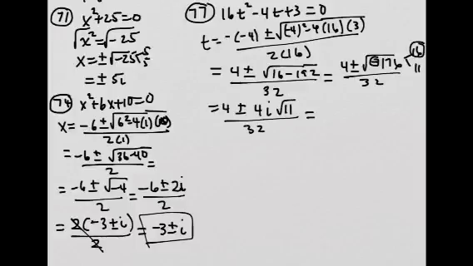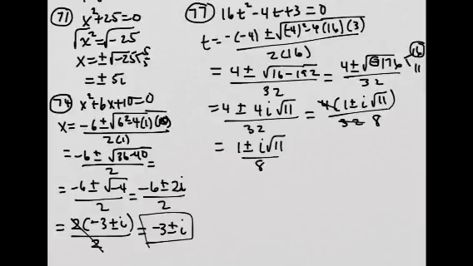So now I'm going to factor out a 4. Over 32. So the 4 goes into 32 8 times. So the final answer is 1 plus or minus i radical 11 over 8. And that's the value of t.